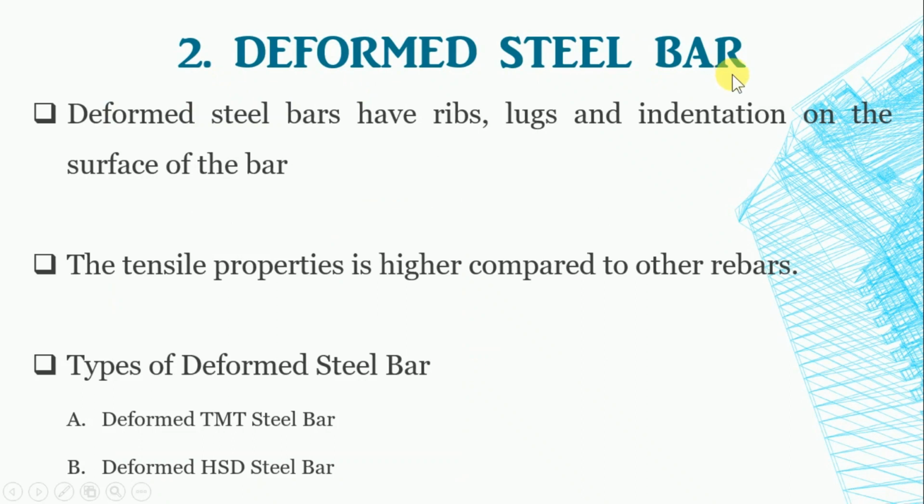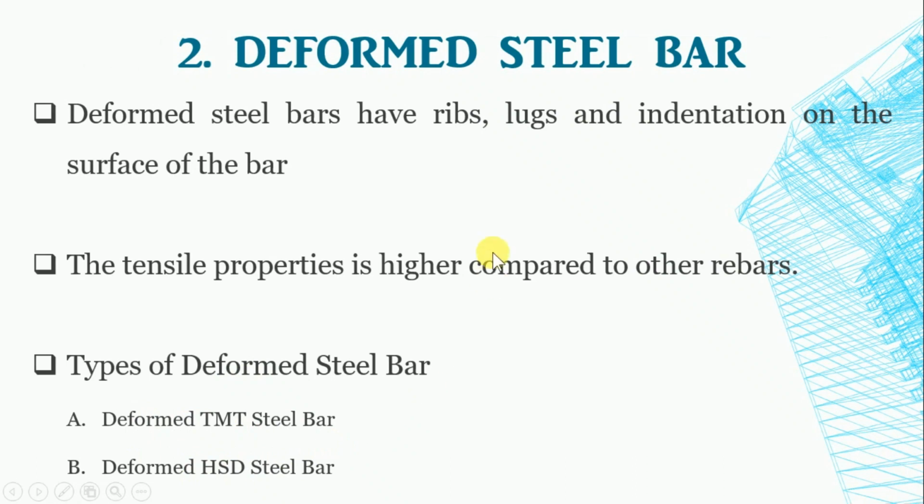Deformed steel bar. Deformed steel bar has ribs, lugs, and indentations on the surface of the bar, which reduces the major problem faced by the mild steel bar, slippage. Good bonding is achieved between the concrete and rebar, and the tensile properties are higher compared to the other rebars. These bars are produced in sections of 6 mm to 50 mm in diameter. These bars are classified in two types: deformed TMT steel bars and deformed HST steel bars.